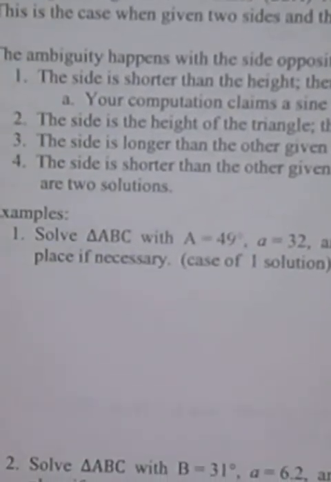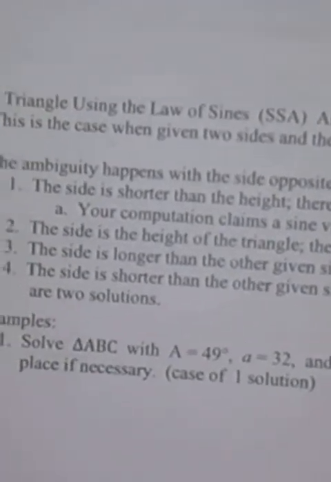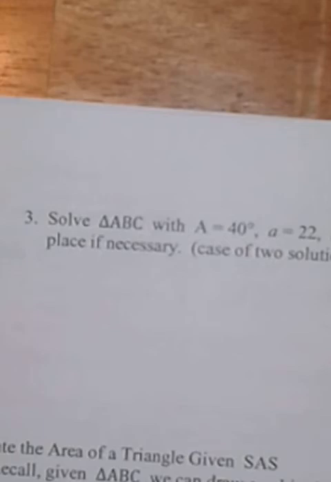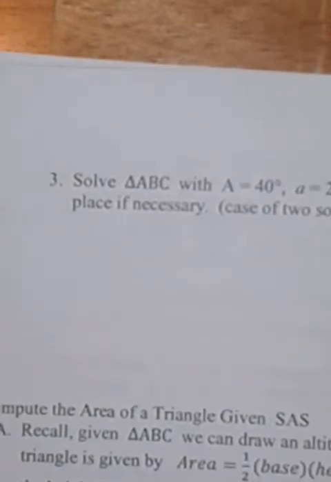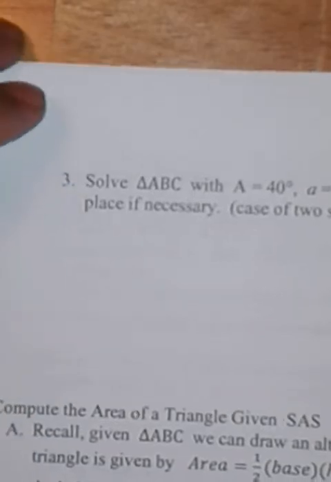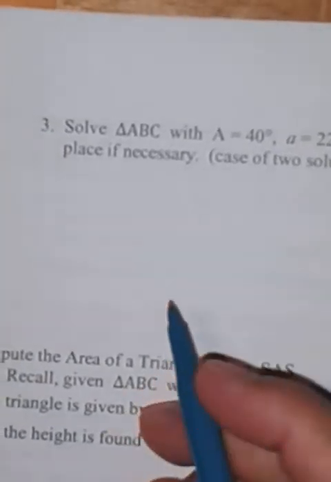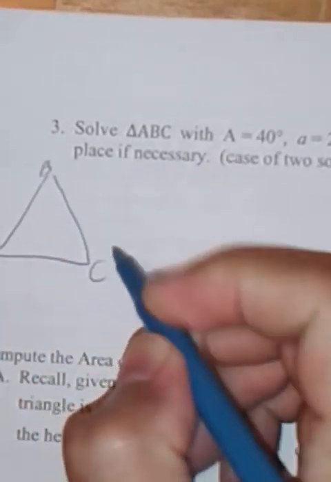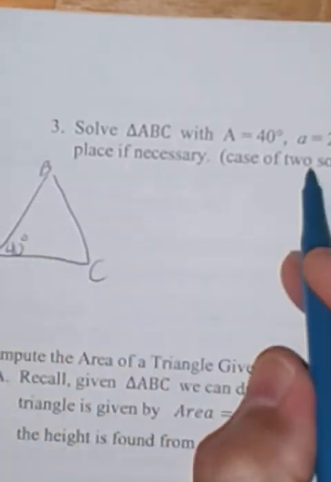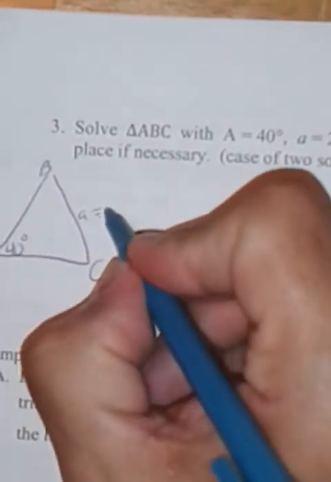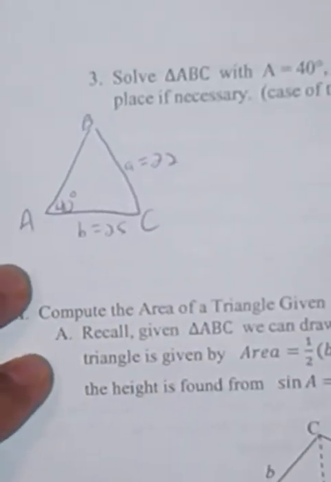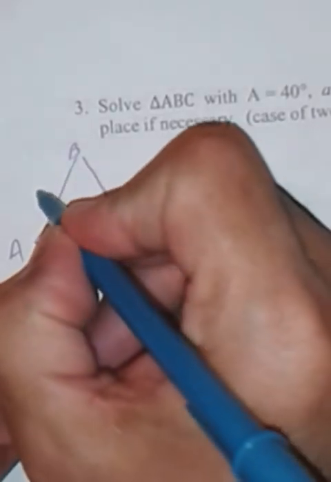All right, let's do one. So we have 3 examples. The first one will have one solution. The second one will have no solution. And the third one will have 2 solutions. Let's do the third one so that we can see how we will know if it has 2 solutions or not. Okay? All right, so number 3 says, solve triangle ABC, let's draw a generic triangle called ABC, with angle A equals 40 degrees, side A equals 22, and side B equals 25. Okay, so we're missing angle B and angle C and side C.